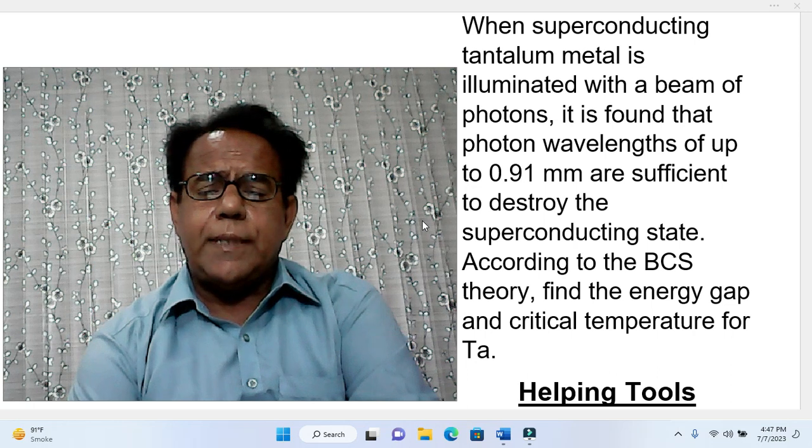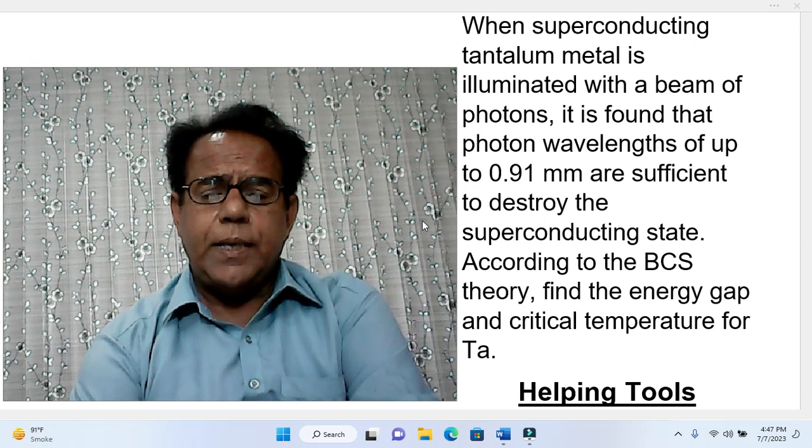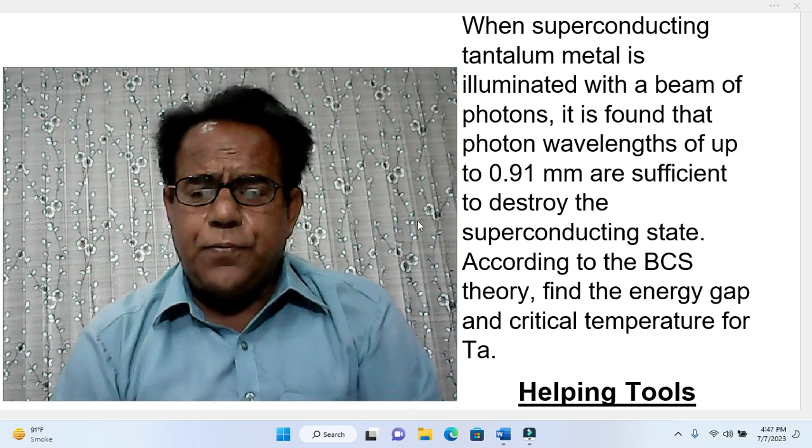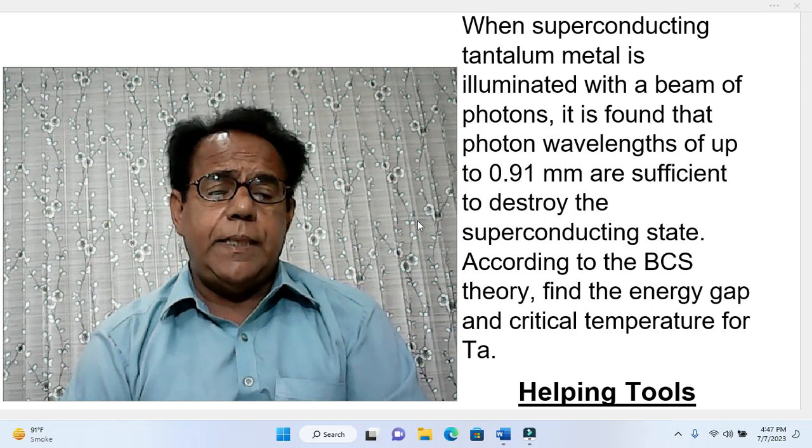According to the BCS theory, find the energy gap and critical temperature for tantalum, Ta.